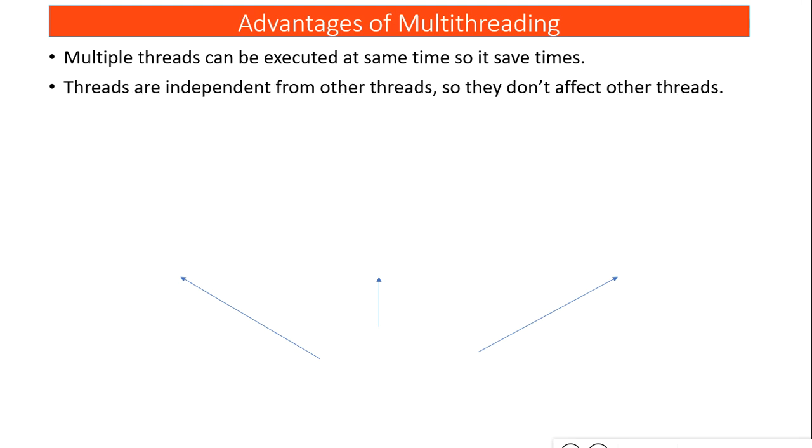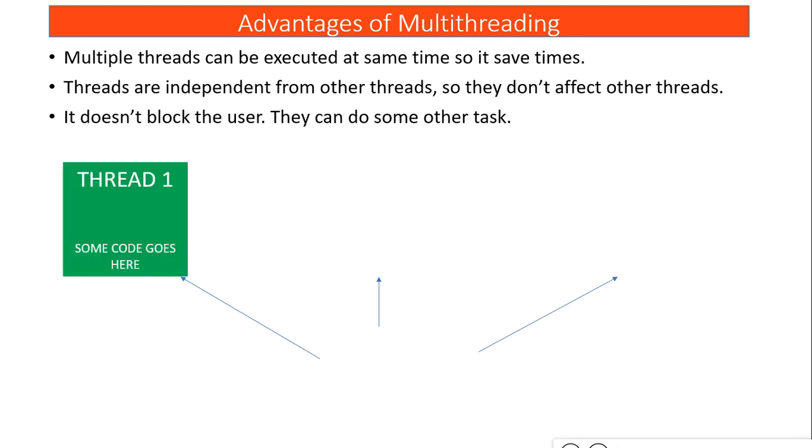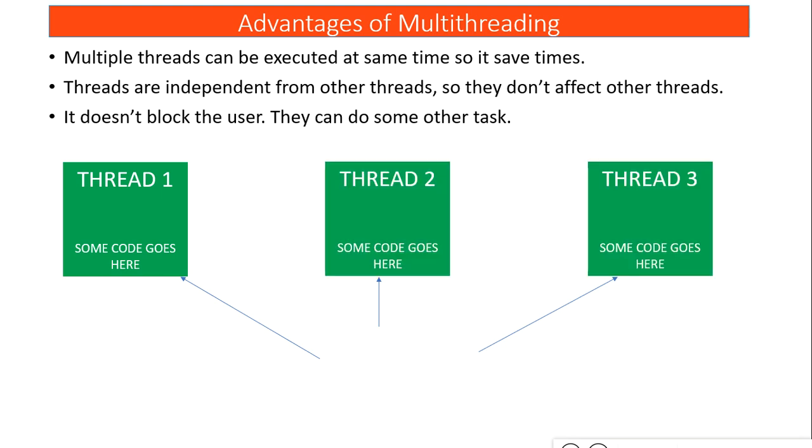It will definitely save your time. Threads are independent from other threads, so they will not affect the other threads. If you are executing an addition program in one thread and working with multiplication in another thread, these 2 threads can work independently and will not affect the execution of each other. The user can also do tasks in the background as per your requirement. So let's see how it works graphically. Let's say we have three threads, thread 1, thread 2, thread 3, and you have written some code here.